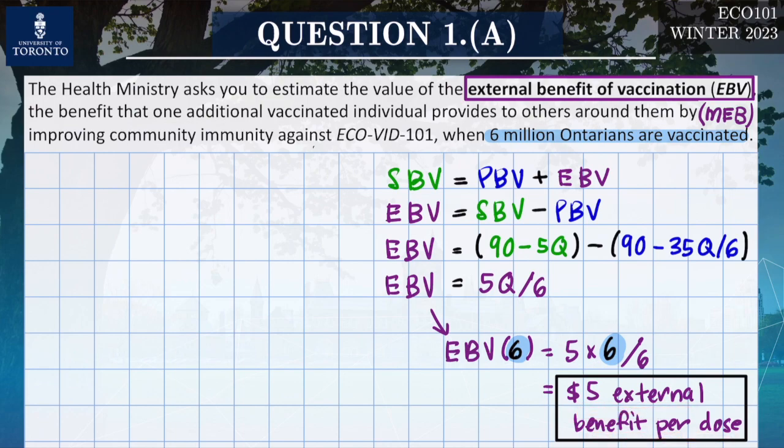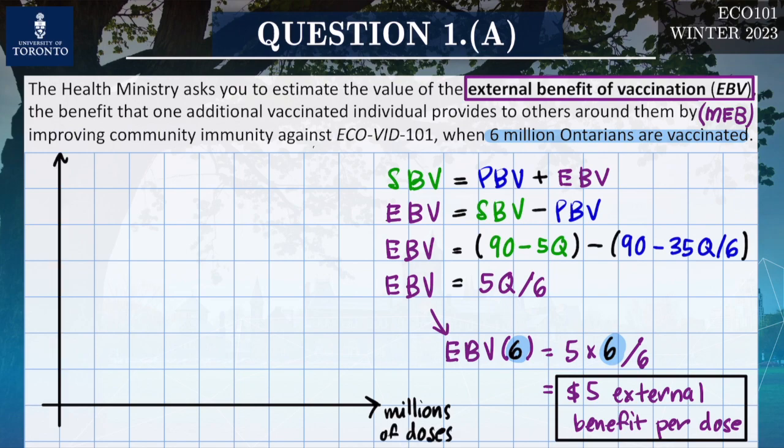Let me just very quickly illustrate this problem in a graph. So as usual, I want to have quantity on the horizontal axis, so millions of doses. And on the vertical axis, I'm going to put all the benefits and all the costs in dollars. First, we know that the marginal cost of production is simply equal to $20. It is constant. This is the private cost of vaccination.